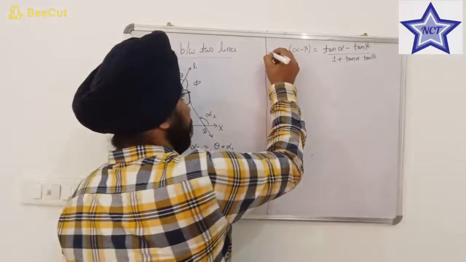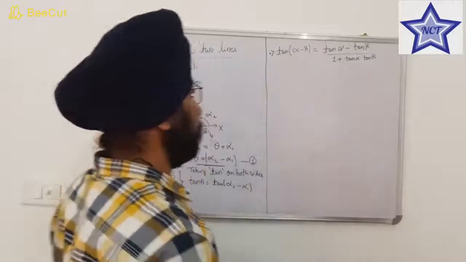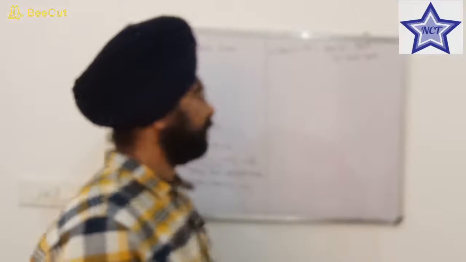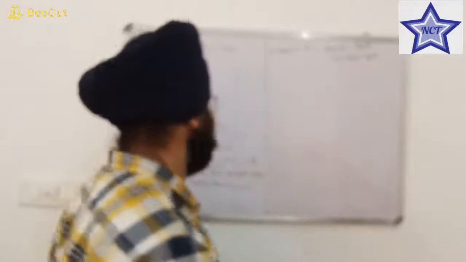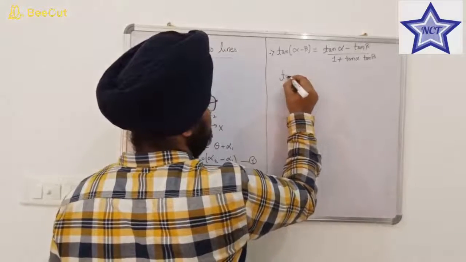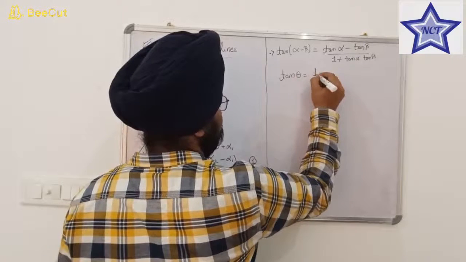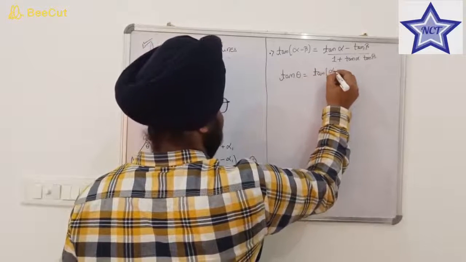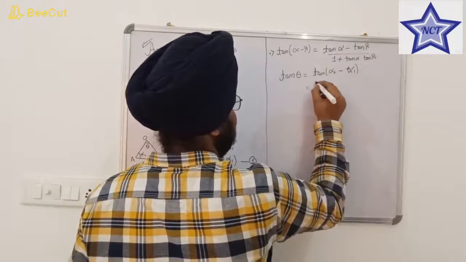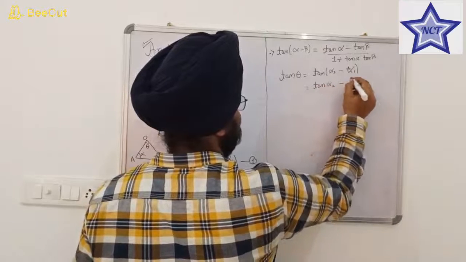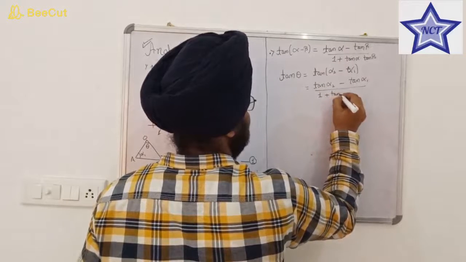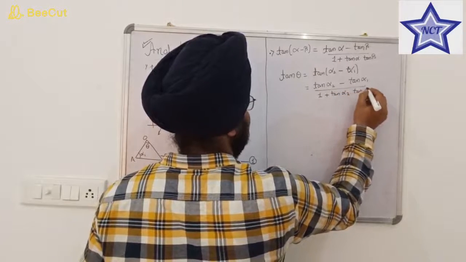Now, from the trigonometric formula tan of alpha minus beta, I can write tan of alpha minus beta as tan of alpha minus tan of beta upon 1 plus tan alpha into tan of beta. So, from equation 2, I can write tan of theta equals tan of alpha 2 minus alpha 1, that can be written as tan of alpha 2 minus tan of alpha 1 upon 1 plus tan alpha 2 into tan of alpha 1.